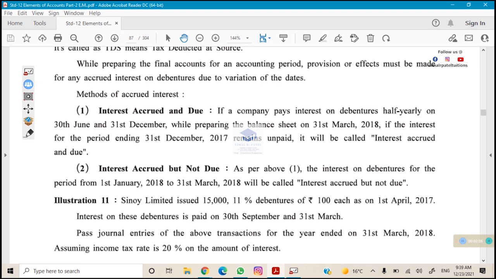Now let's take an example. Sinoy Limited issued 15,000 11% debentures of 100 each on 1st April 2017. Interest on these debentures is paid on 30th September and 31st March. Our year is ending on 31st March. Pass journal entries of the above transactions for the year ended 31st March 2018, assuming income tax rate is 20% on the amount of interest.